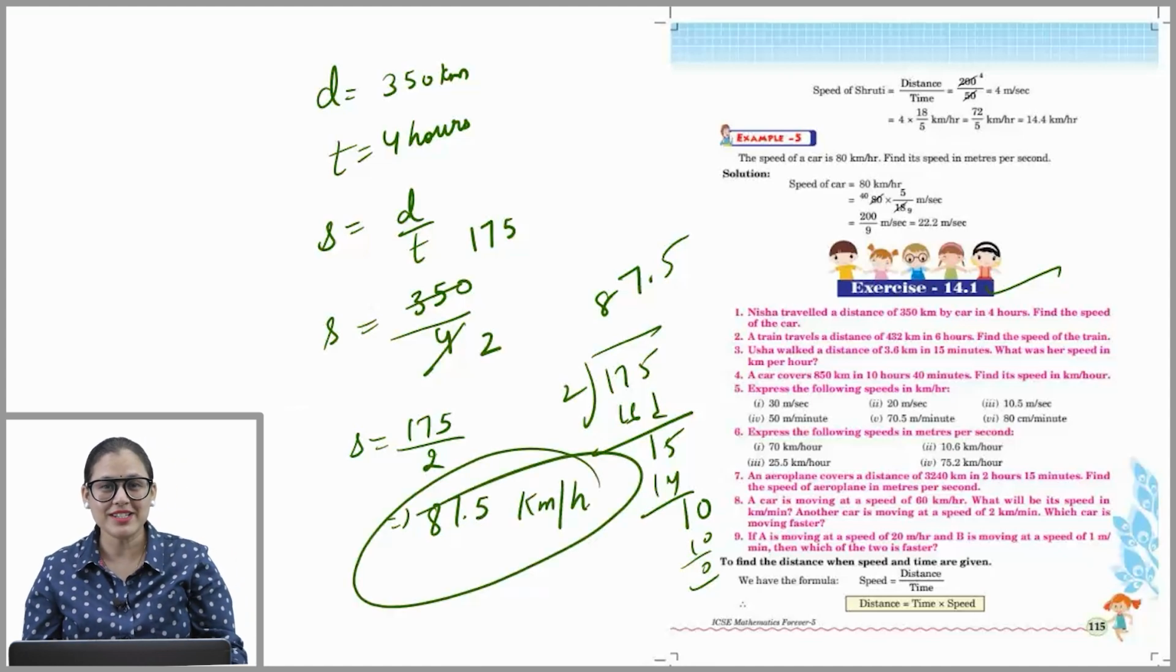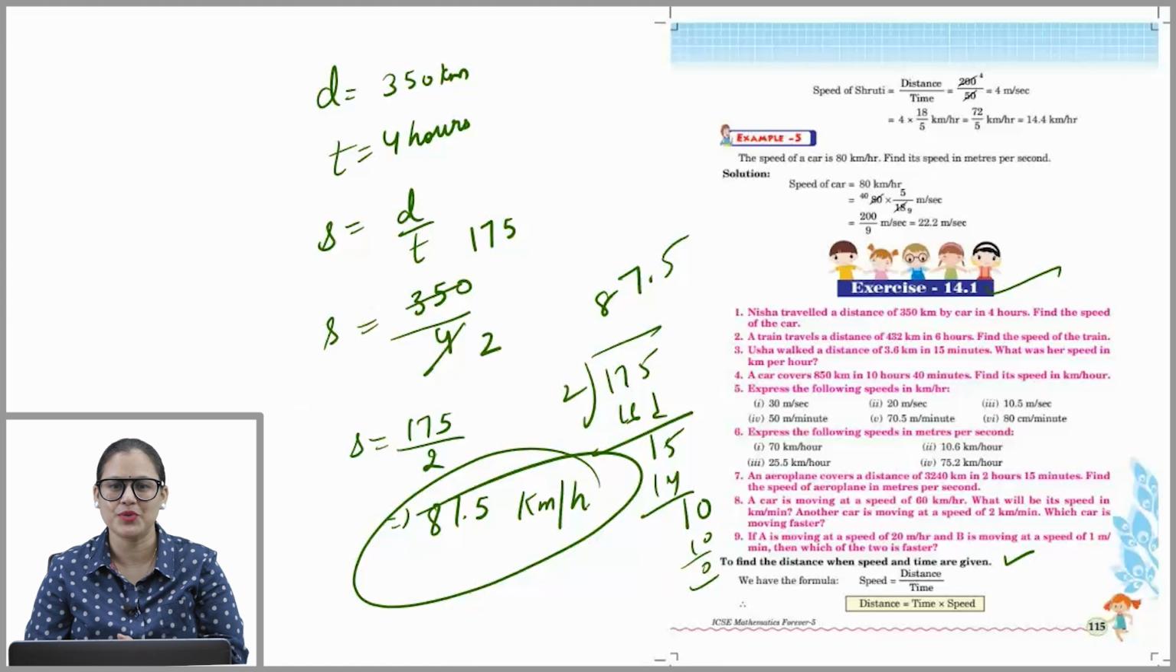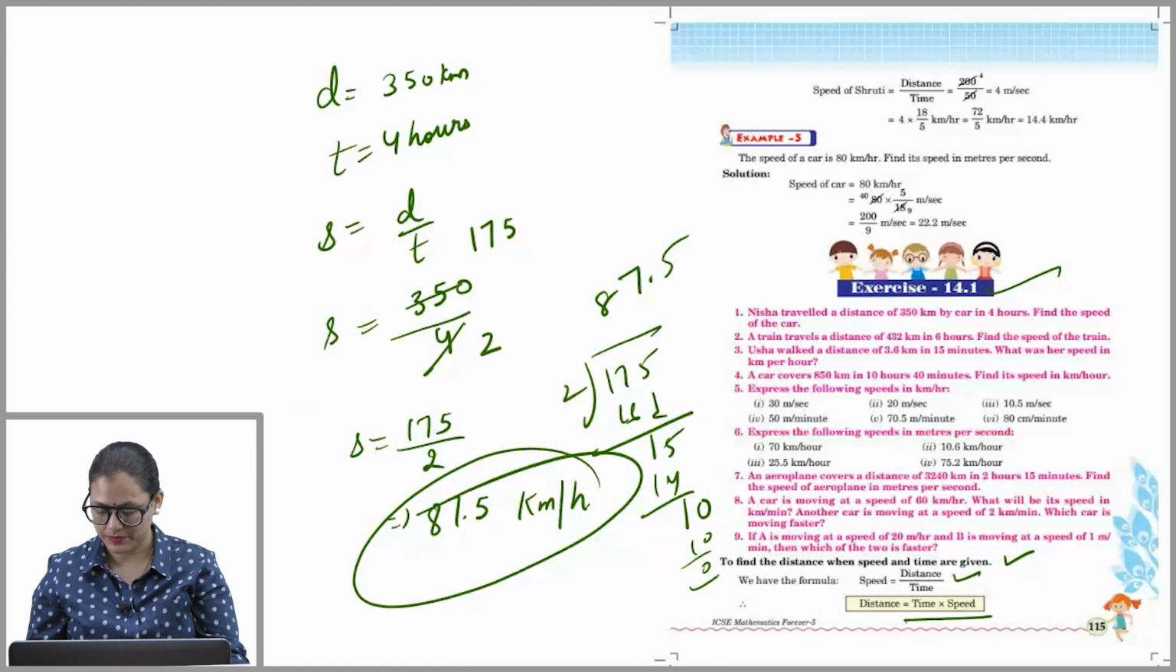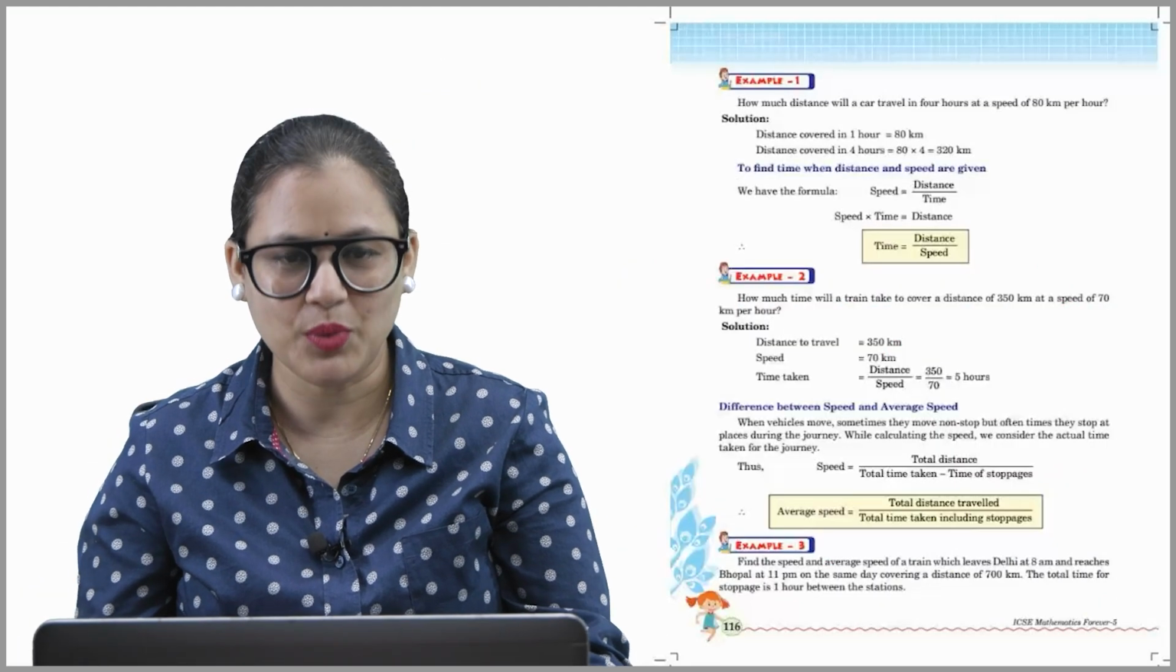Now, you will practice the remaining questions. If you have to find the distance when speed and time are given, we have this formula: speed is equal to distance upon time, right? And distance is time into speed. Let's check out example 1.